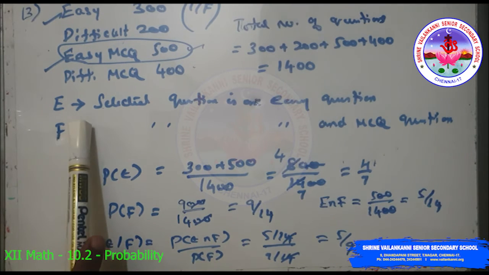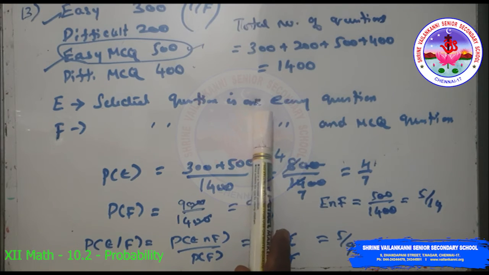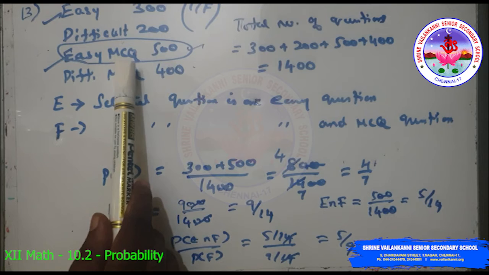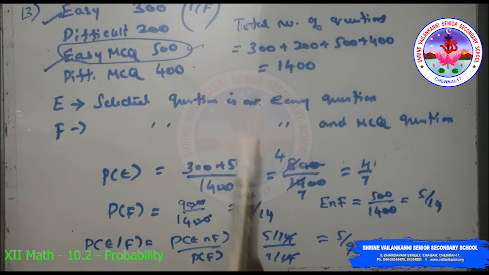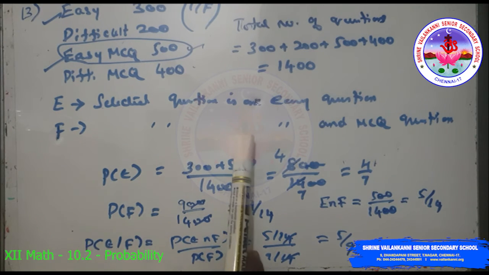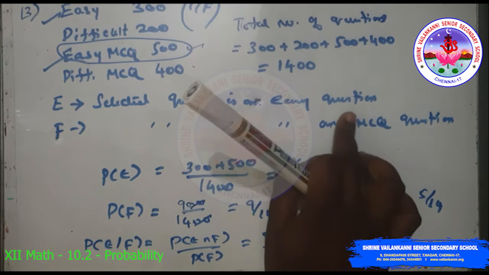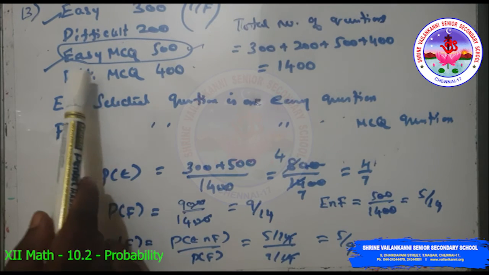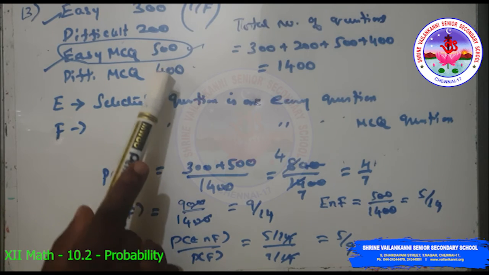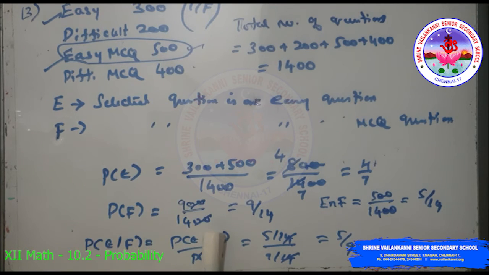So let E be the event in which the selected question is an easy question. So easy question means it could be true or false or MCQs. So 300 plus 500 by 1400, which is 800 by 1400. Cancelling this, we get 4 by 7. Then F is an event that the selected question is an MCQ question. So MCQ question means it could be easy or difficult. So 500 plus 400, which is 900 by 1400. Cancelling this, we get 9 by 14.